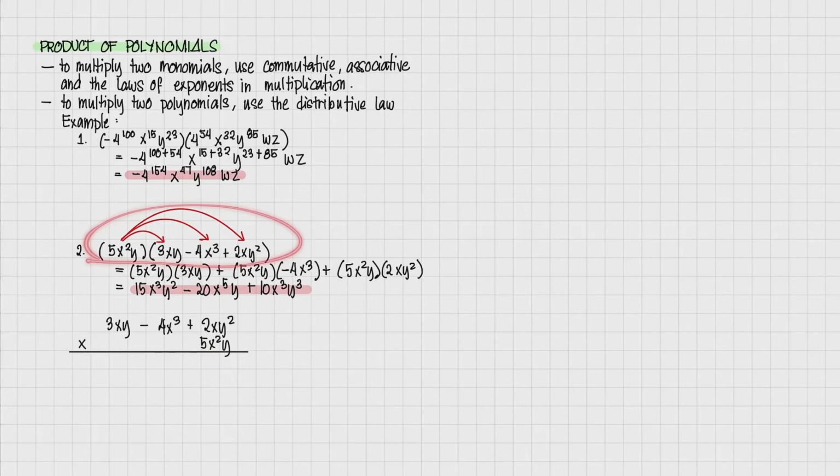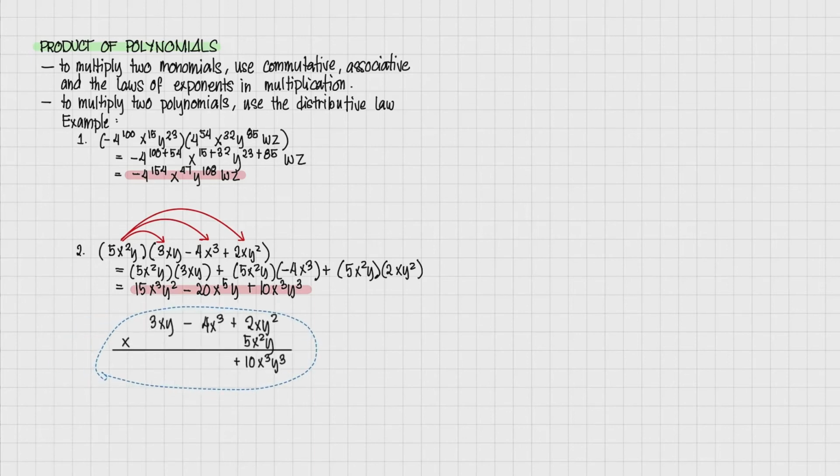So, let's write that. For the first one, you have positive 10x cubed y cubed. Maybe we'll move this further in para hindi ganun kalayo. And then 5x squared y times negative 4x cubed, so that's negative 20x raised to 5 times y. And then 3xy times 5x squared y, we'd get 15x cubed times y cubed. And that's basically the same answer that we had earlier.